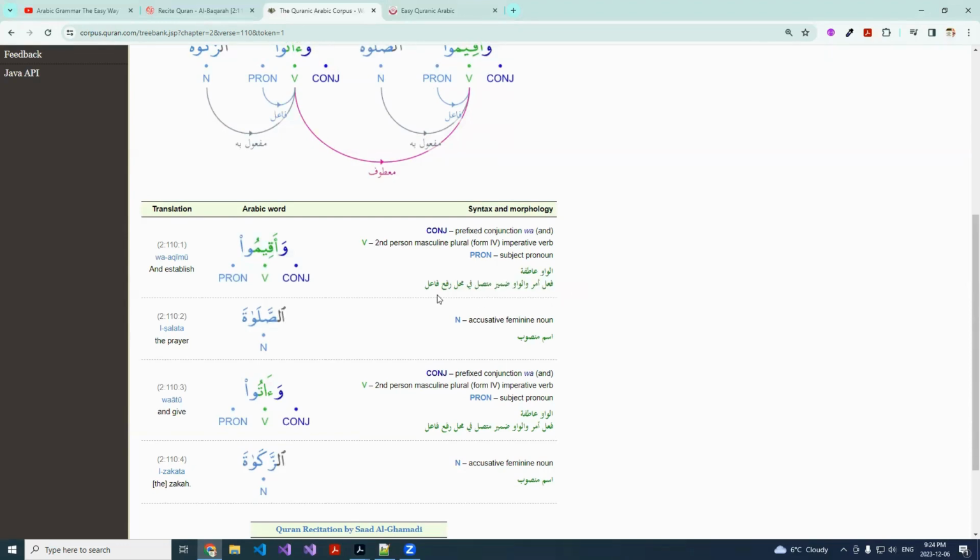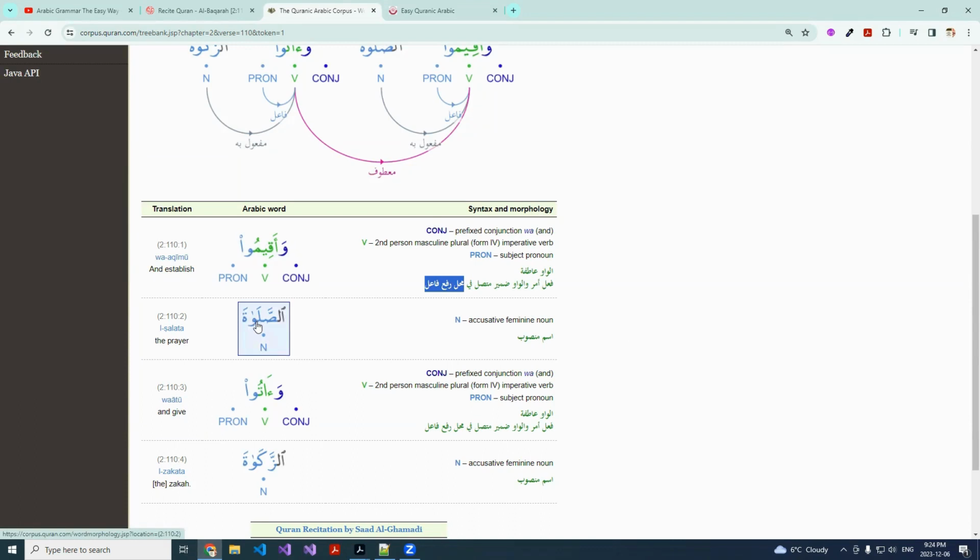Now we have gone over this many times, but if you need more details, I can go over that. What that means is we know that a fa'il is always in the status of raf'. So in this aqimu, the waw is the fa'il, and it is in the position of raf', right? So antum is translated into waw. If you don't remember this, then we can inshallah talk about that some other time.